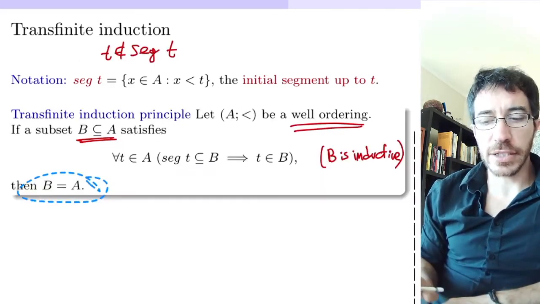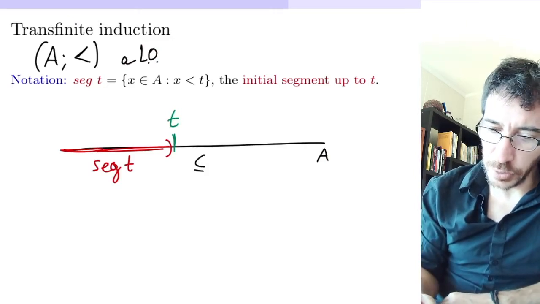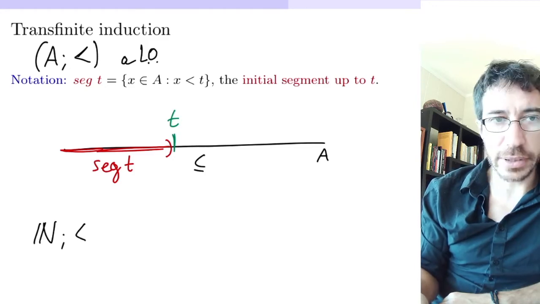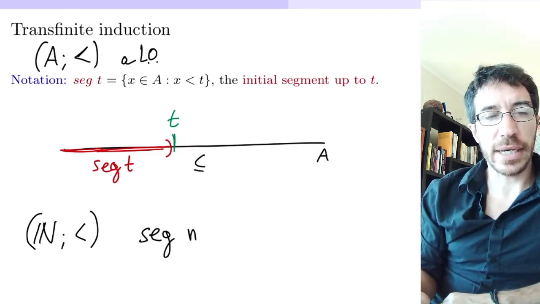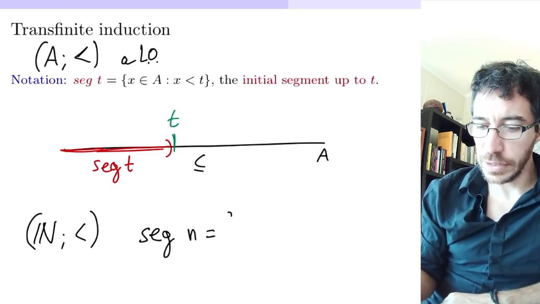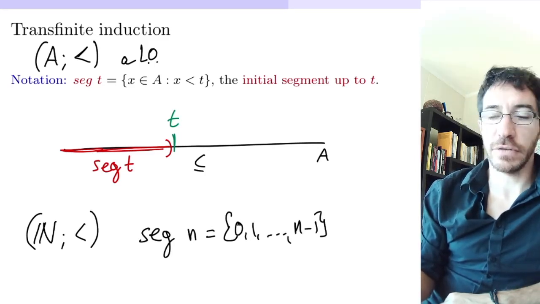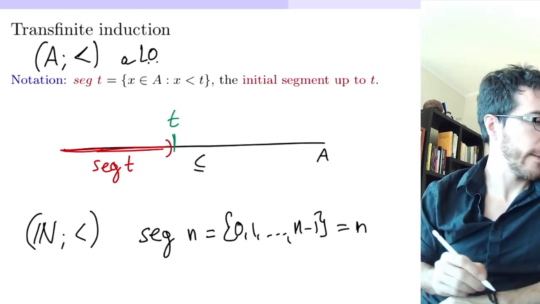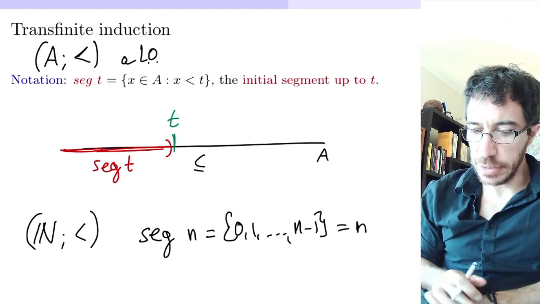Let's see what this is in the case of the natural numbers. Suppose we are working in the natural numbers with the standard ordering, and we take a natural number n and consider seg of n. What is that going to be? Well, that is exactly 0, 1, up to n minus 1, which according to our definition of natural numbers, is the same as n. That's what the segment means in that case.